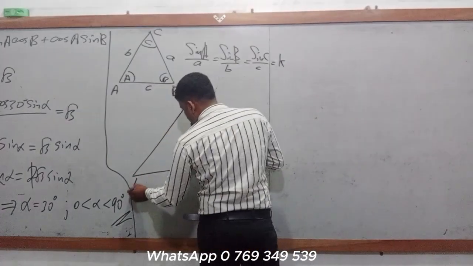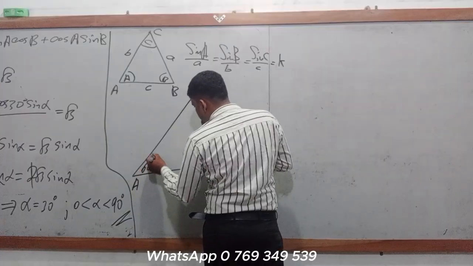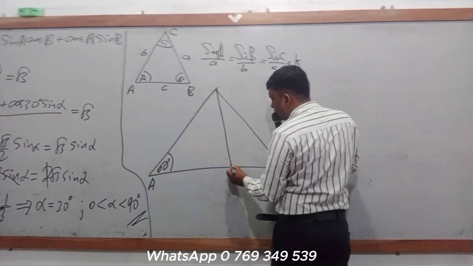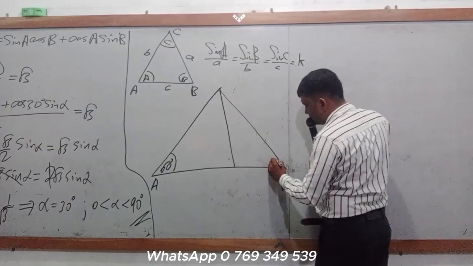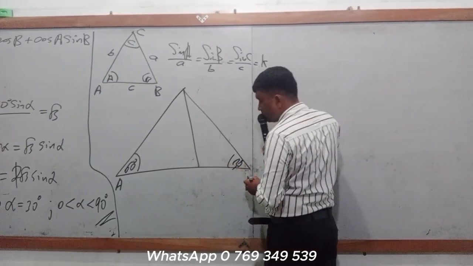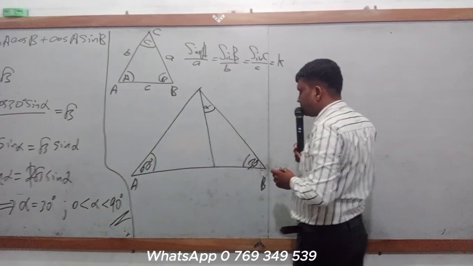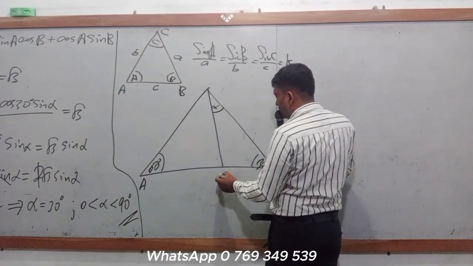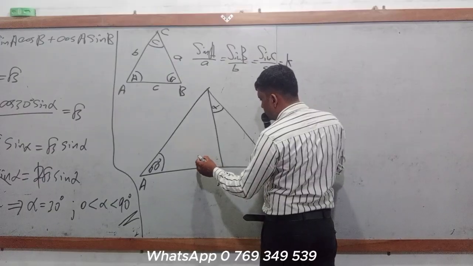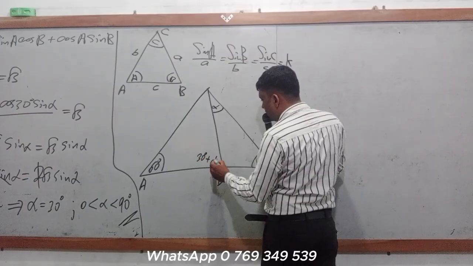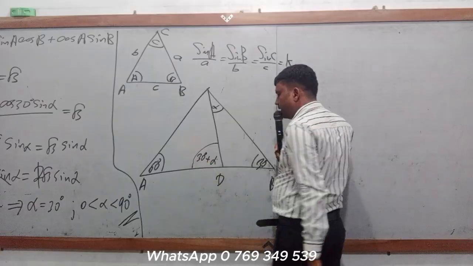This is A, this one 60, and this is B, this is 30, and this one alpha. Now you know that this is the D, you know that this one is 30 plus alpha, right?